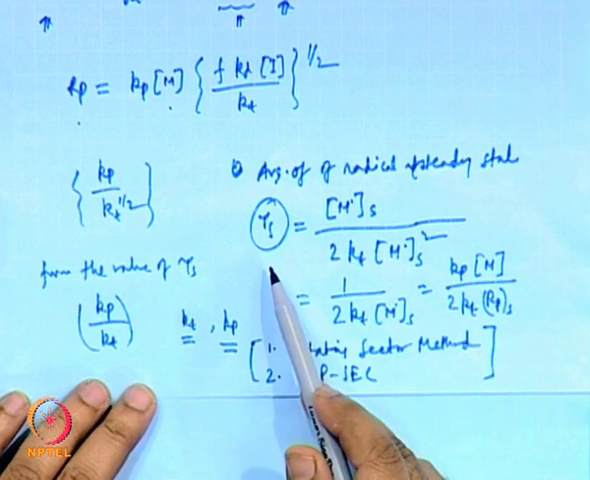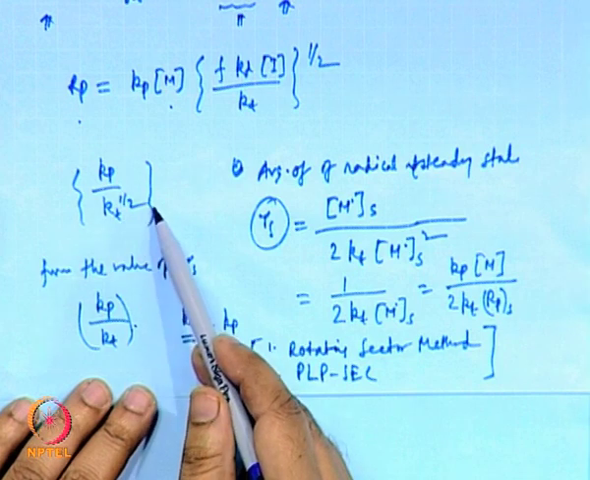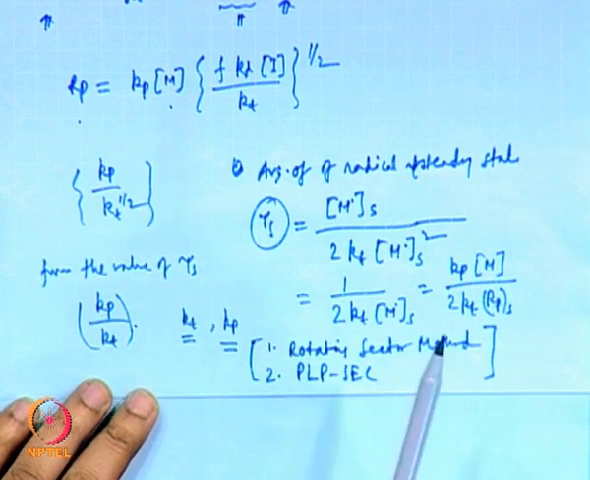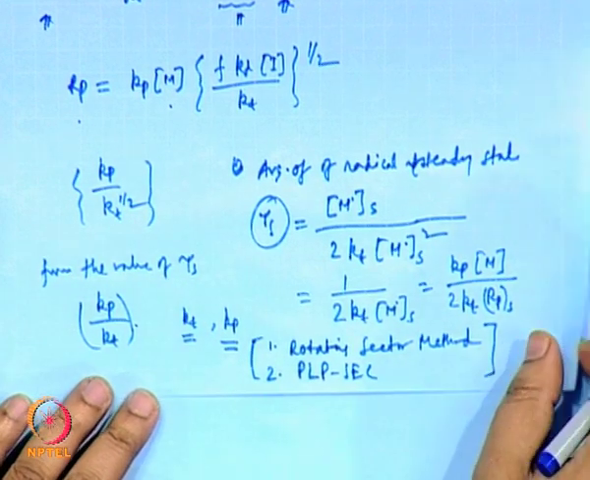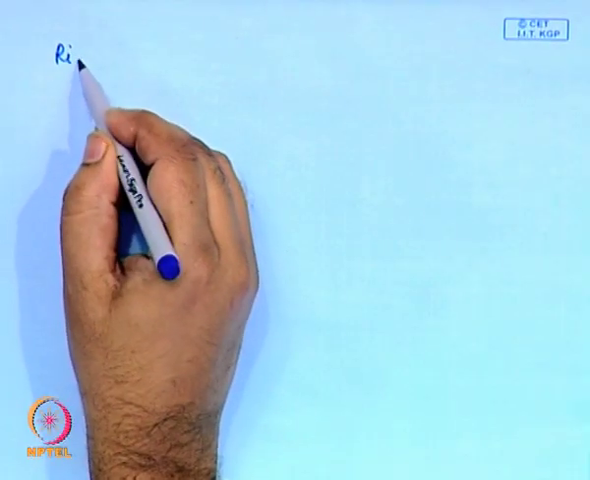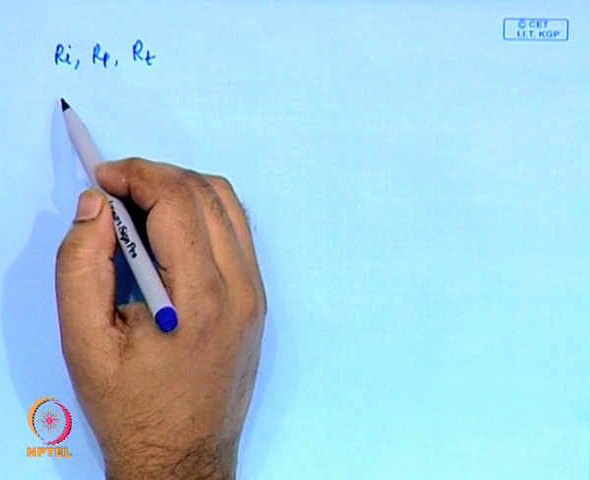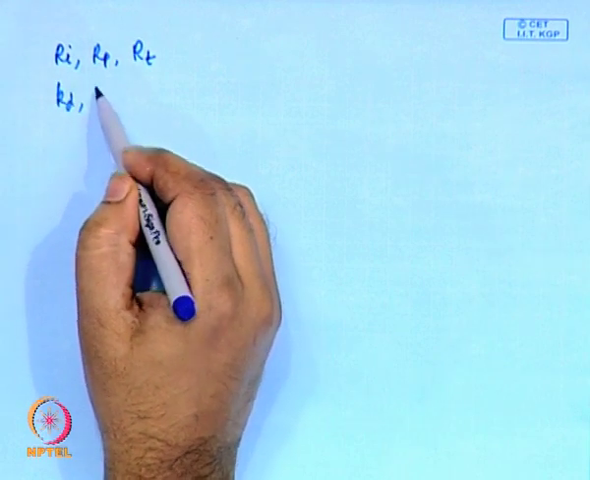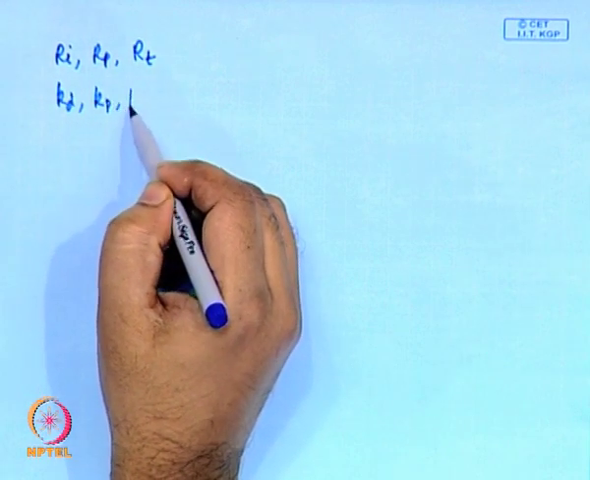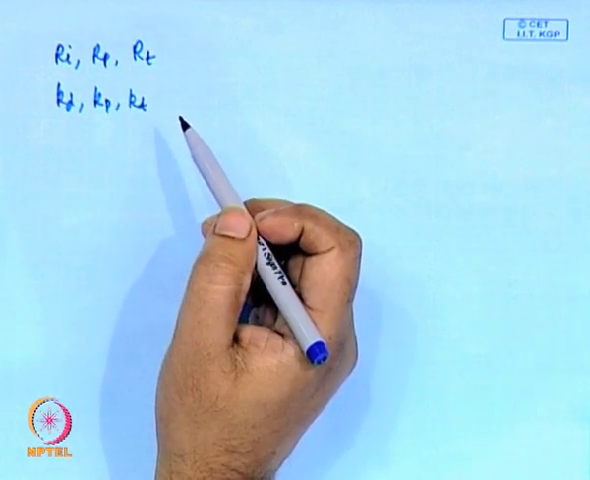And now, once you know the value of tau s, you know this, and we know from this expression this. So, we know Kp Kt. So, now we know that experimentally we can know the individual rates: we know Ri, we know Rp, we know Rt, and we also know Kd, Kp, Kt. We know all this from experiments.